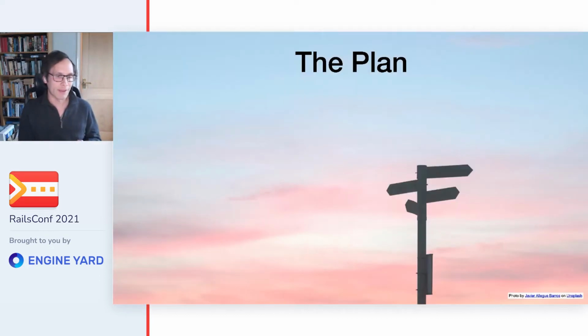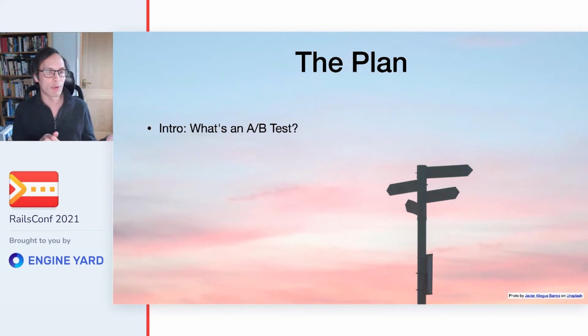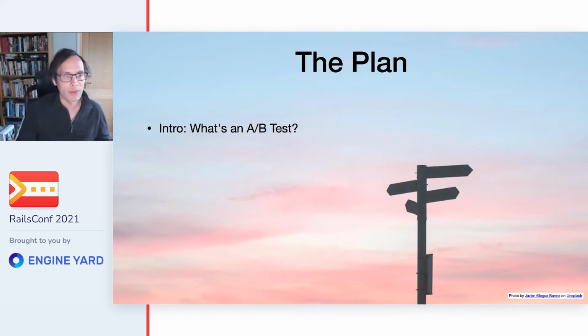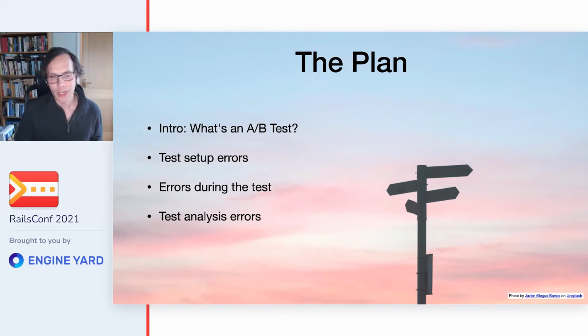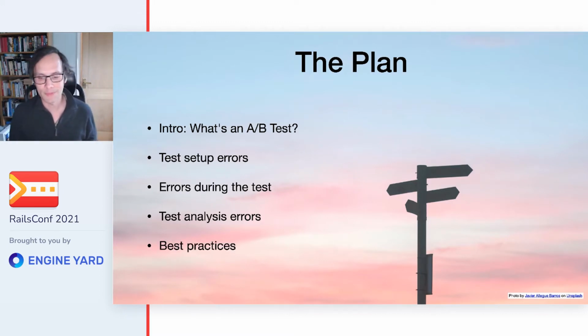So briefly, the plan for the next half an hour or so is somewhere between how to do an A/B test and how not to do an A/B test. So we'll start with a brief recap on what is an A/B test, why are we doing these things. Then we'll talk about some of the things that can go wrong. So setting up the test, running the test, and analyzing the test. And then, so that we don't finish on a downer, I'll talk about some best practices.